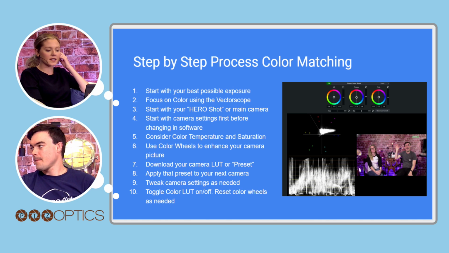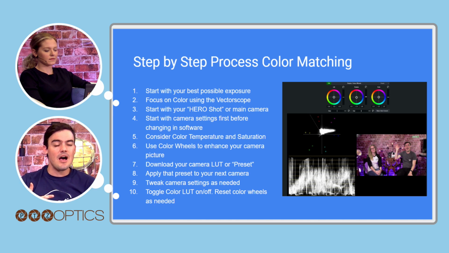Yeah, the camera that you're seeing us through now. So you start there. So you get the exposure perfect. We start with the hero camera. Then we adjust those settings. We consider color temperature. We talk about saturation, the hue, the gamma, the contrast, all of those things.